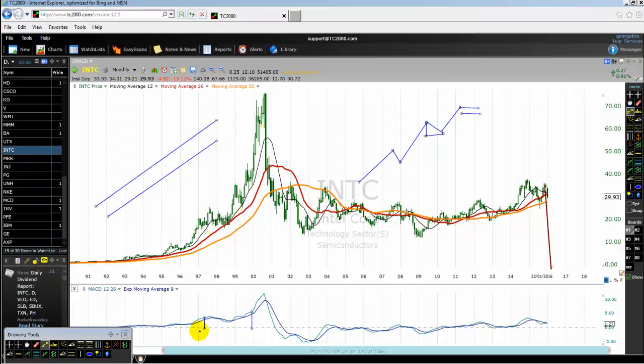Or if MACD is telling us that a trend is about to begin, but we do not yet have the rising channel or the declining channel, there must be a breakout.